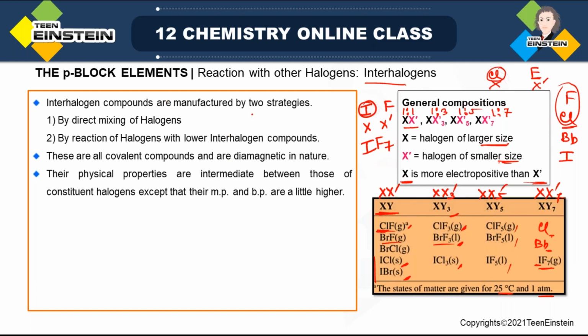Interhalogens, how can we get them? There are two strategies. One thing you can do is by direct mixing of halogens. This is very simple. Another thing is by reaction of halogens with lower interhalogen compound. That means the first process is you have taken two different halogens and you are simply mixing. But another way also you can do, you have taken one particular halogen and another compound that you have taken which is a lower interhalogen.